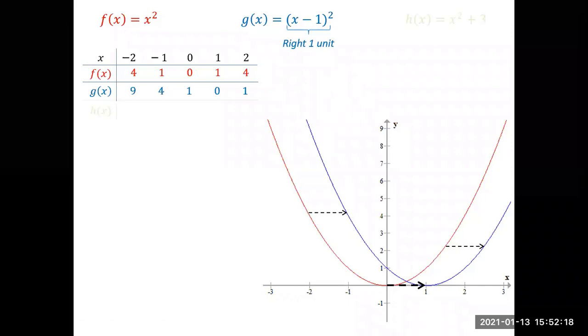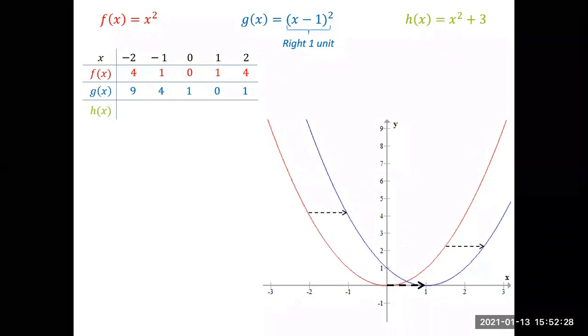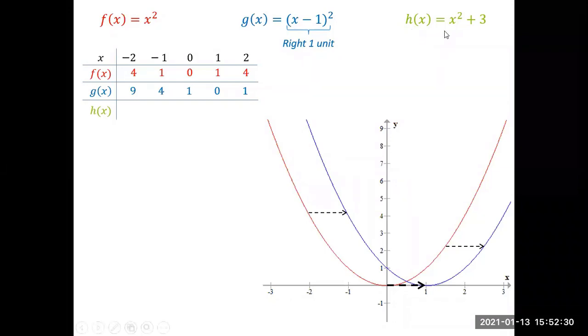So if we take a look now at another function, what if we were to now look at x squared plus 3? Notice how that's a little different. I don't see any parentheses. I don't see any quantity where I'm adding before I'm squaring. This one is telling me to take an input and square it, which is exactly what the red function told me to do, and then add 3 more.